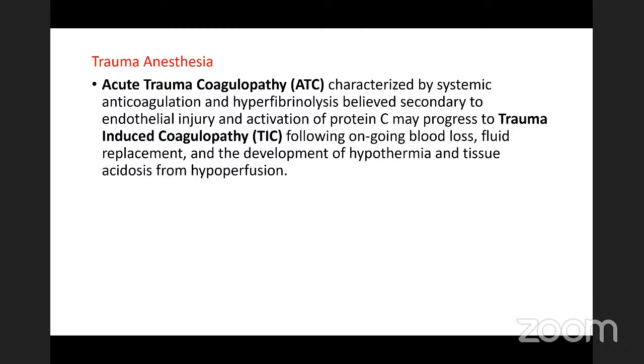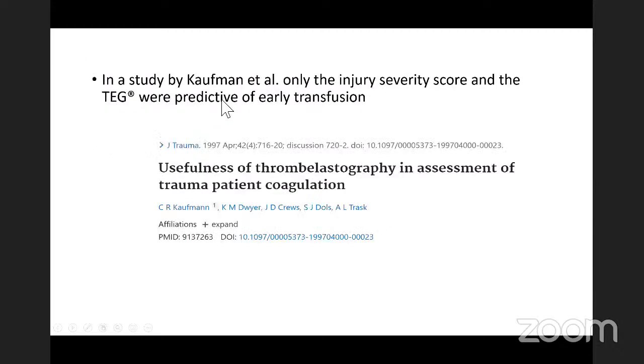In trauma anesthesia, the acute traumatic coagulopathy characterized by systemic anticoagulation and hyperfibrinolysis, believed secondary to endothelial injury and activation of protein C, may progress to trauma-induced coagulopathy following ongoing blood loss, fluid replacement, and development of hypothermia, acidosis, and hypoperfusion, which is the triad of death. In a study by Kaufmann et al., only the injury severity score and the TEG were predictive of early transfusion. Usefulness of thromboelastography is as an assessment of trauma patient coagulation.